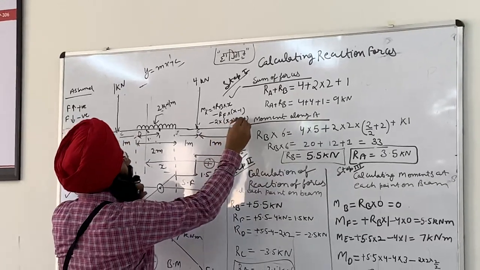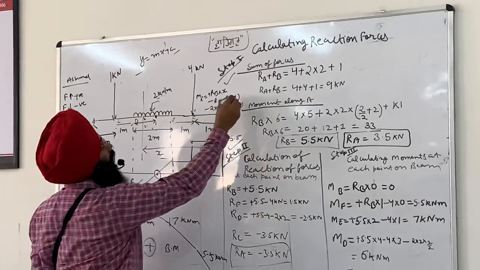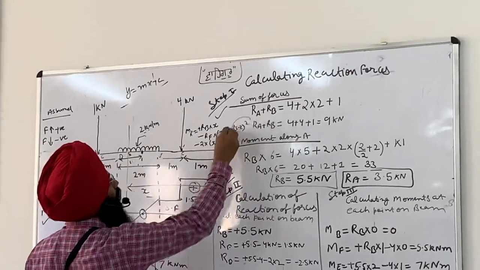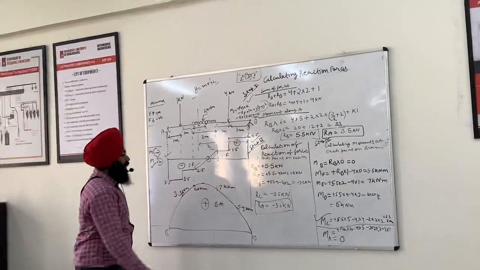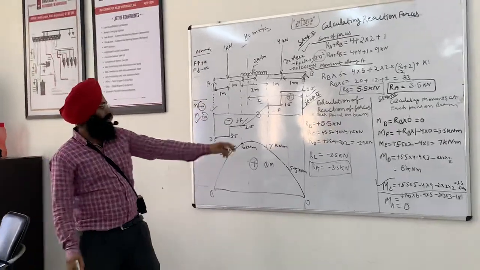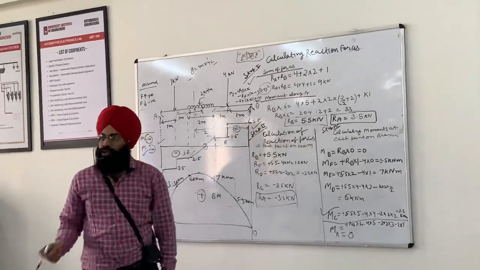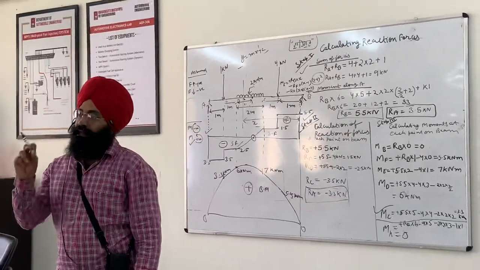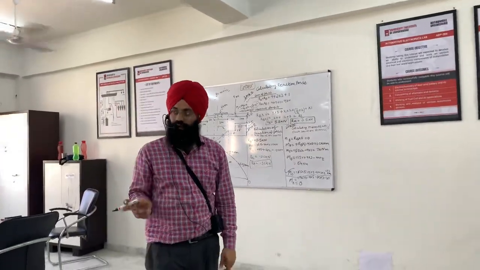This is (x minus 2)/2, this distance. So this is square, x minus 2 whole square. This is the equation of a parabola. So at that time we get a curve in this case. And in this case we have a straight line. You cannot draw a straight line over here. So this was a question containing the case of point load and uniformly distributed load.